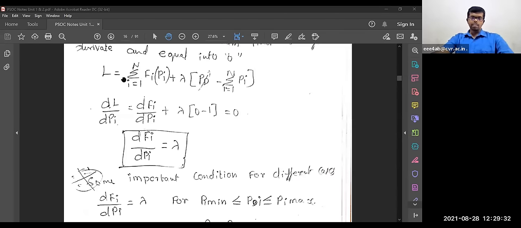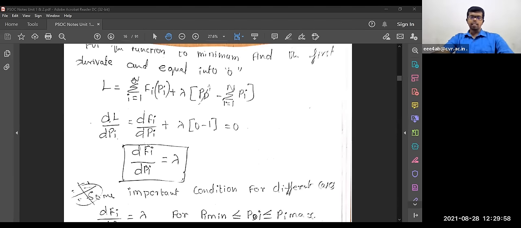Next, after that, you need to formulate the Lagrange's function. That is the objective function, that is the summation i equal to 1 to n Fi of Pi, plus lambda into PD minus summation i equal to 1 to n Pi. Generally PD might be greater, so by neglecting the power demand, taking that as 0, then what we are doing?